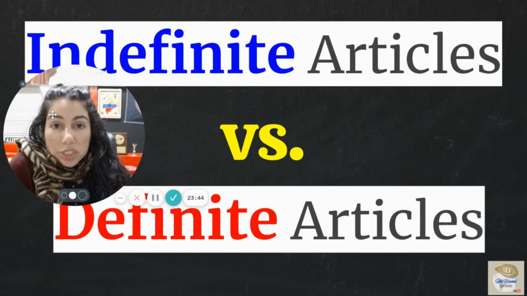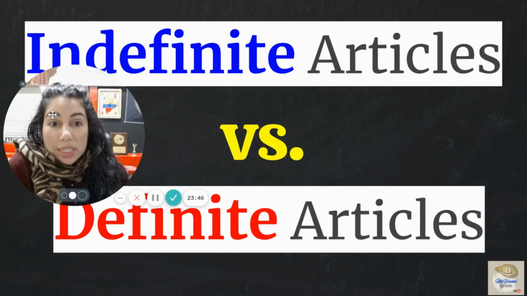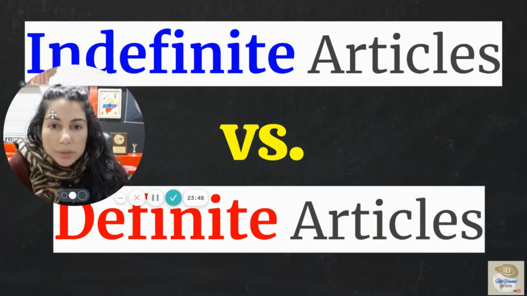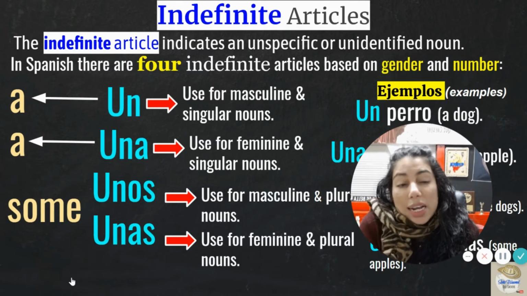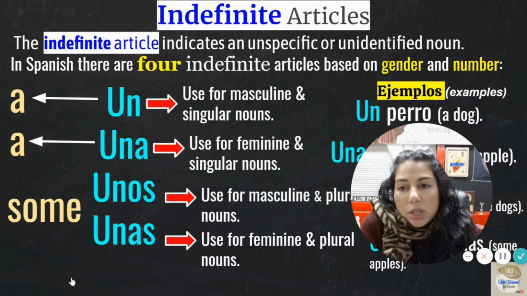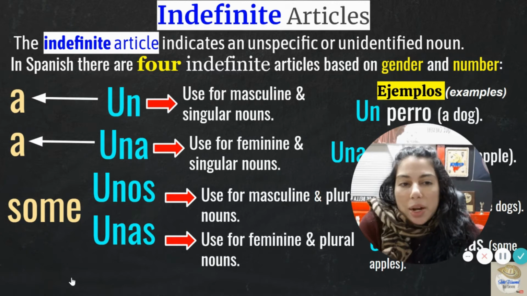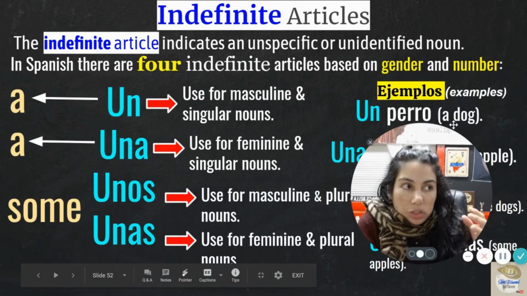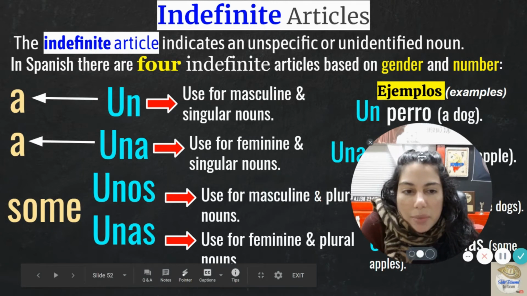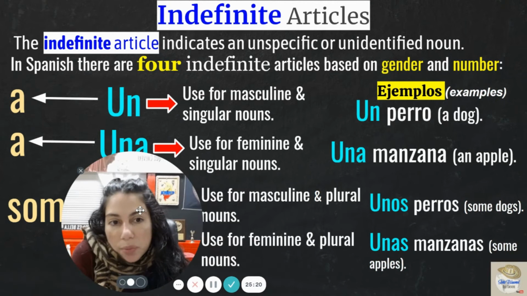Right on that page in your study guide where they ask you about indefinite and definite articles. An article indicates an unspecified or an identified noun. So for example, if I say un perro, right? Un perro is a dog. So that's just a dog. I'm not saying a specific dog, just un perro.